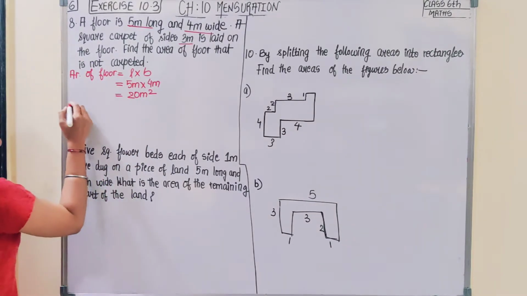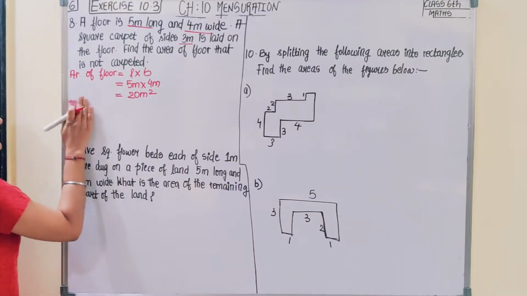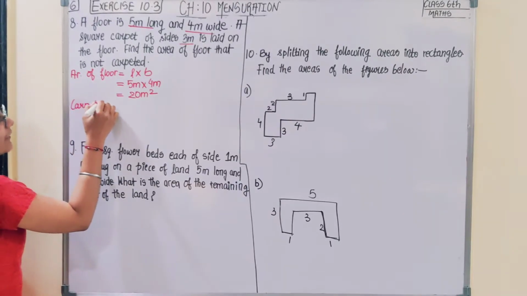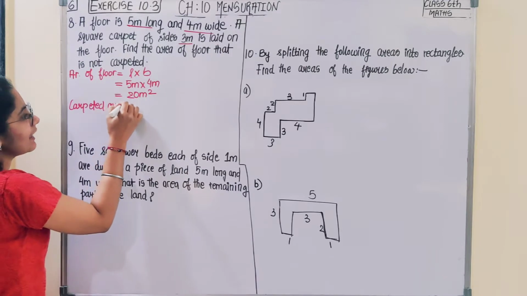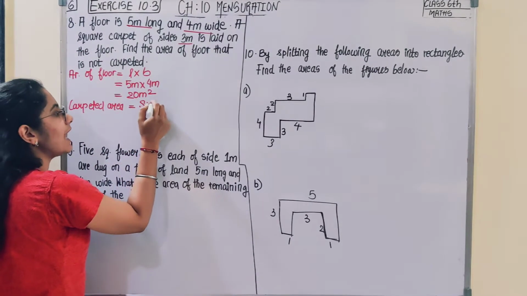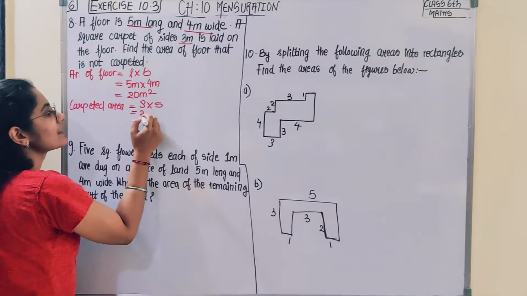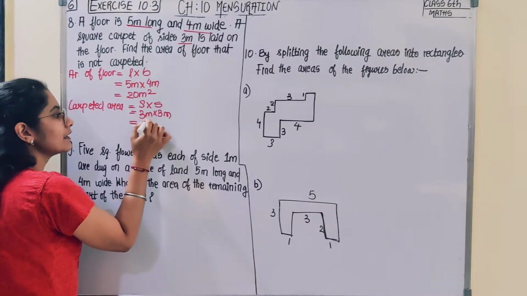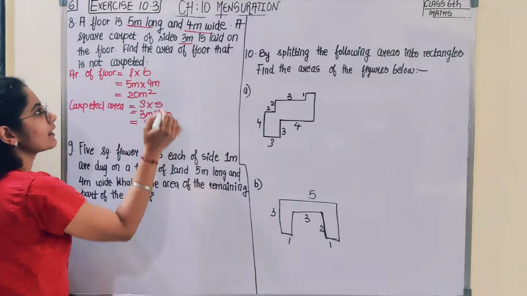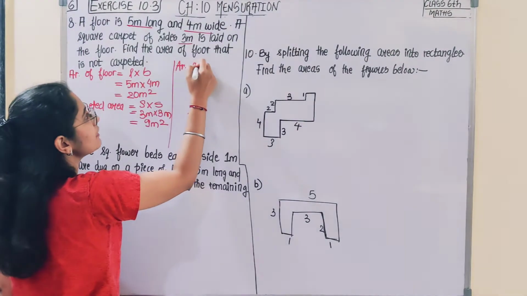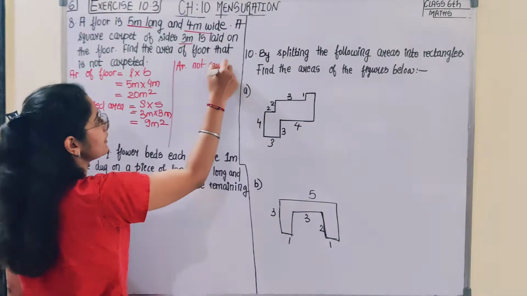Okay, now the area, or we can say carpeted area. Since the carpet is square, it is side into side, that is 3 meter into 3 meter, that is 9 meter square. Now they are asking you for the area not carpeted.